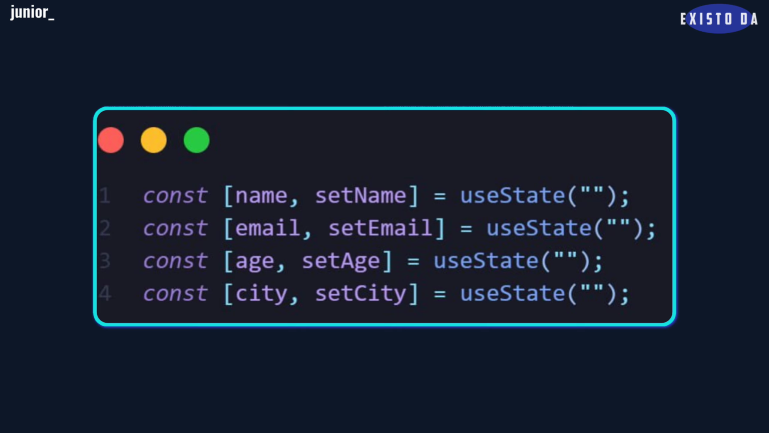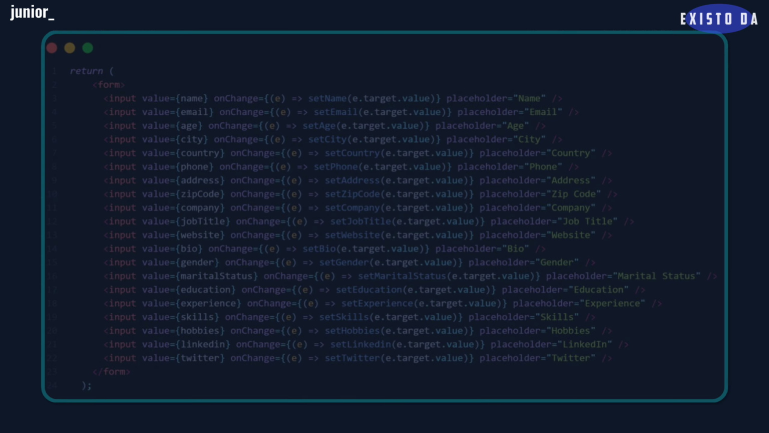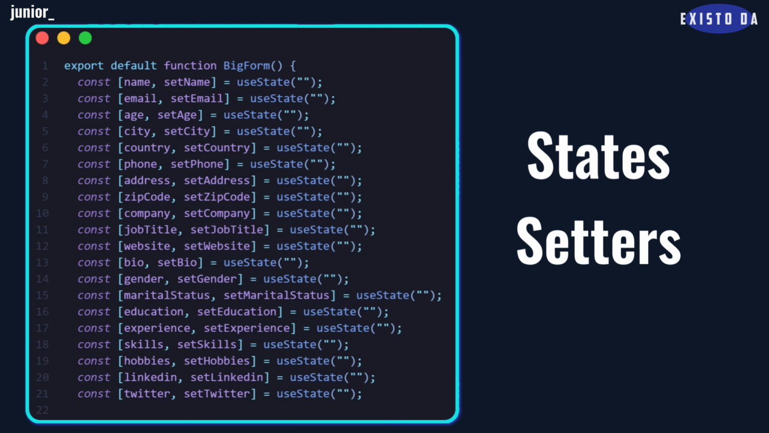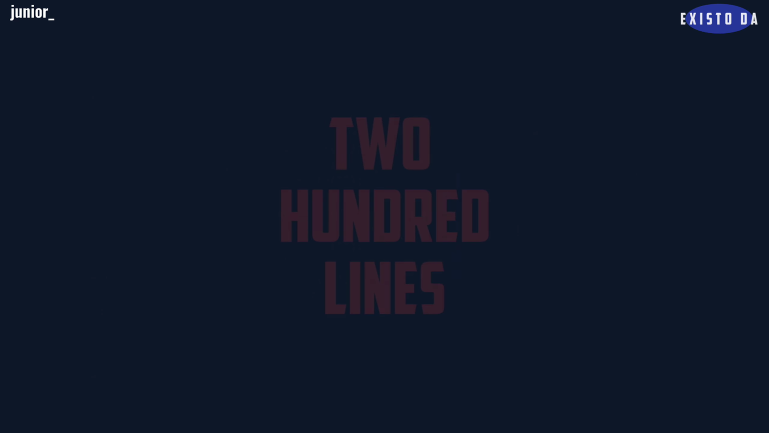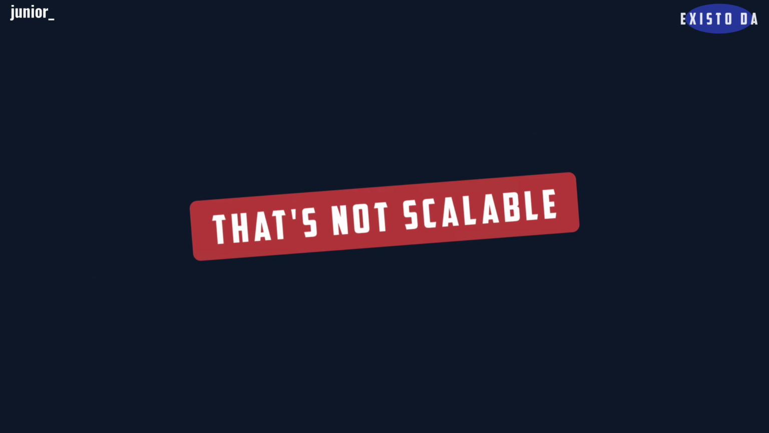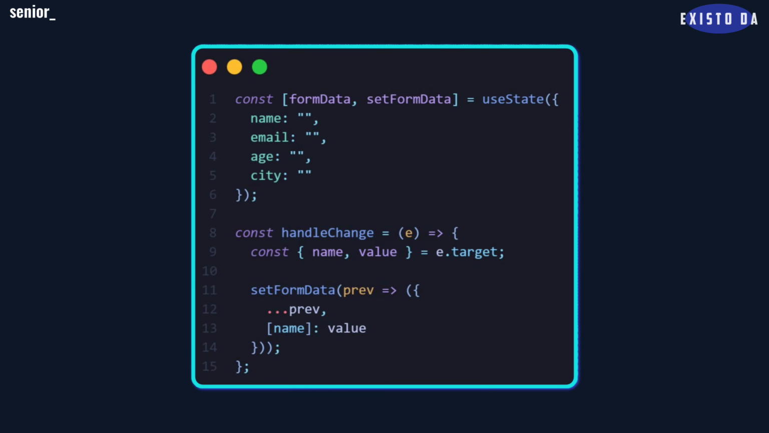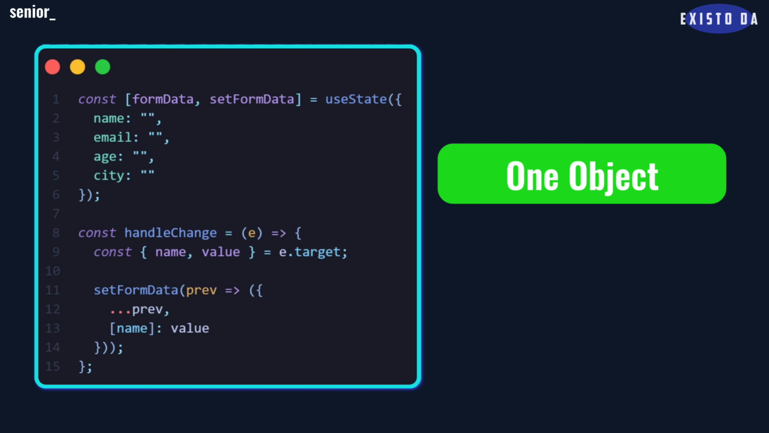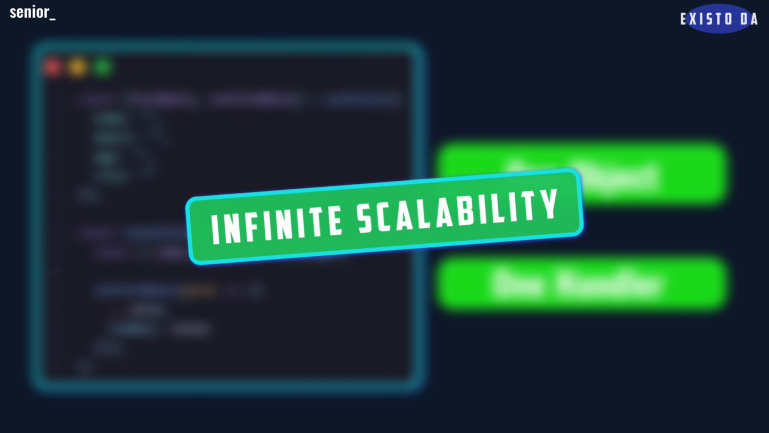This works. But imagine 20 fields. Now you have 20 states, 20 setters, 200 lines. That's not scalable. This is the difference between junior and senior. One object, one handler, infinite scalability.